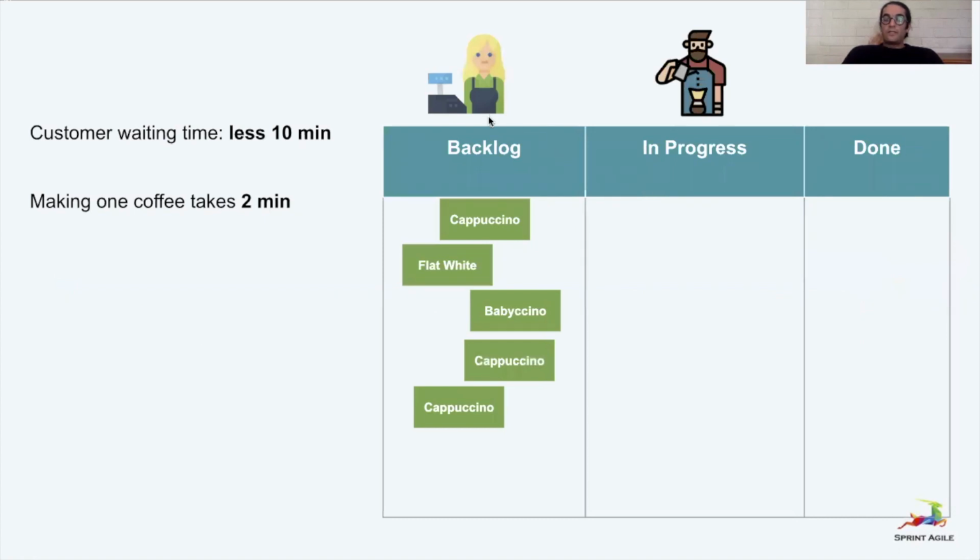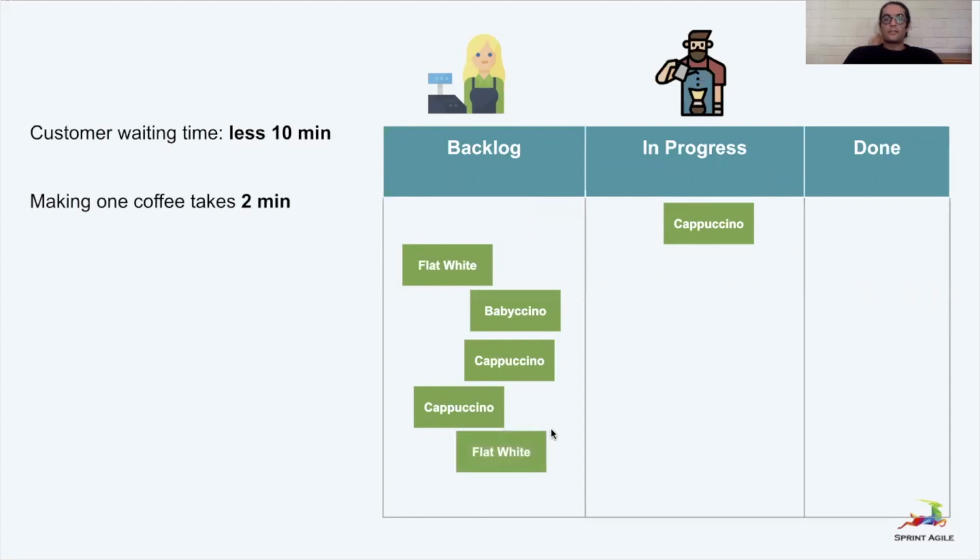So let's have a look and see how quickly we can end up with a very large backlog. Imagine we have Sue, who is responsible for taking orders, and John is responsible for making orders. We don't want our customer to wait more than 10 minutes, and we know the average time to make a coffee is around 2 minutes. Sue already took 5 orders, which are waiting. John picked the first one and started making the coffee. And then Sue noticed that there is another customer, so she picked his order.